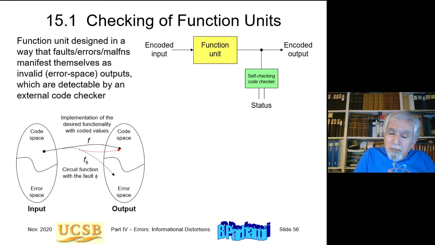However, under no circumstances should the unit produce a different valid code word. In other words, if something goes wrong here, we don't want, instead of this correct output, to generate another output that is incorrect, but which is valid, it's in code space, but it's not the correct output. Okay, so the circuit has the option of producing the correct output when it's faulty, or producing an incorrect output that can be detected by this code checker.